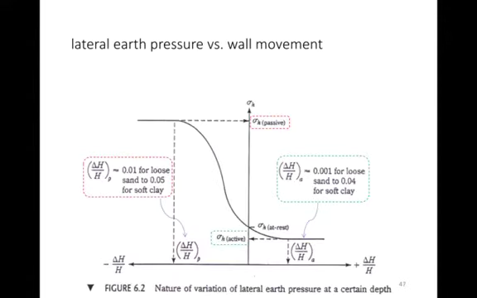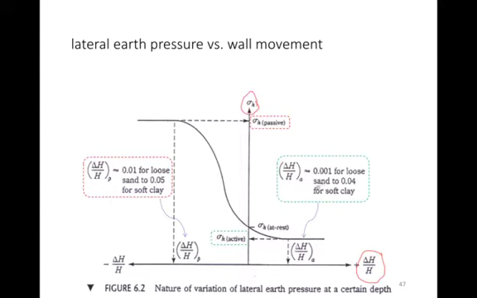So why do we care about all this? When you're designing a wall, you're mostly concerned about how much pressure is pushing on the wall and how much the wall is moving. So if you look at the lateral earth pressure versus how much the wall is moving, you can look at this chart here. This is the horizontal stress. This is how much the wall has moved.